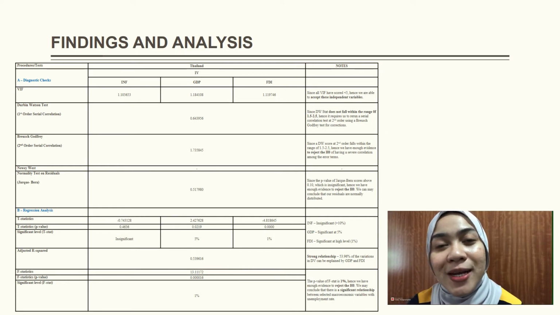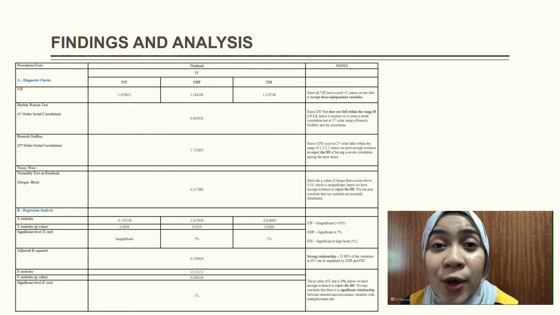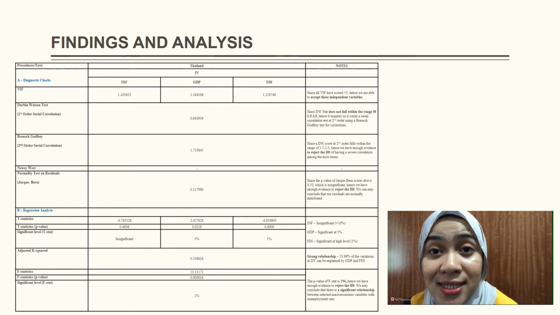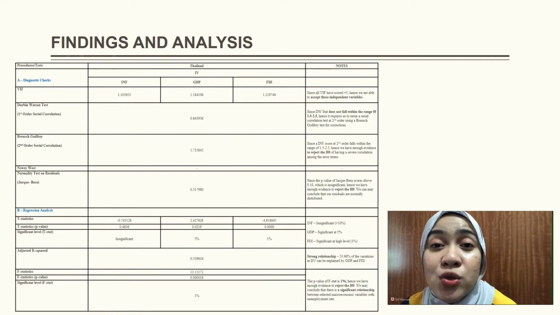Next, we move on to the multiple regression, which consists of t-stat, adjusted R, and f-stat. Okay, for the t-stat, X1, the p-value for inflation is 0.4636. It has a 10% significance level, thus it is insignificant. I do not have enough evidence to reject H0 since the p-value is insignificant. Thus, inflation has no relationship with the unemployment rate.